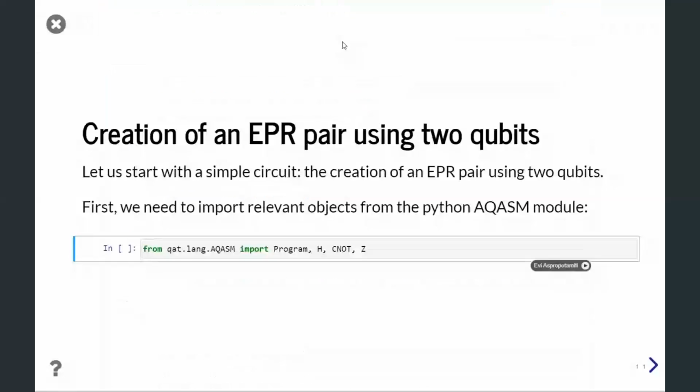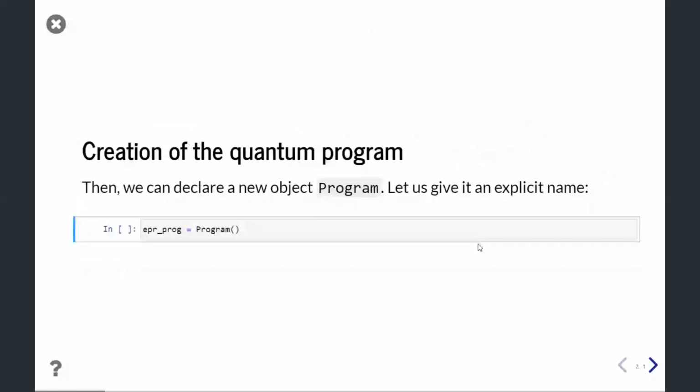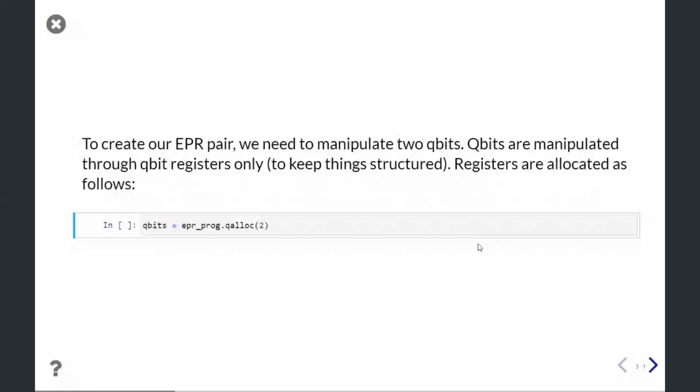Okay, so let's start with the basic, the kind of hello world program for Quantum. We will create an entangled pair of qubits. So first thing to do, as it is Python, we have to for sure import our modules. Then first step, we instantiate a program. When we have this program, we want to manipulate some qubits, so we allocate qubits. In that case, we allocate 2 qubits.